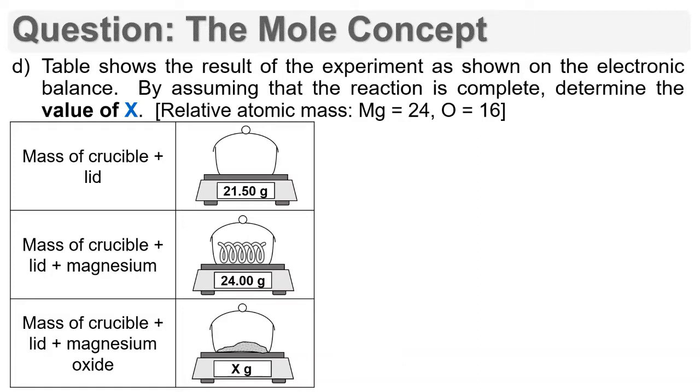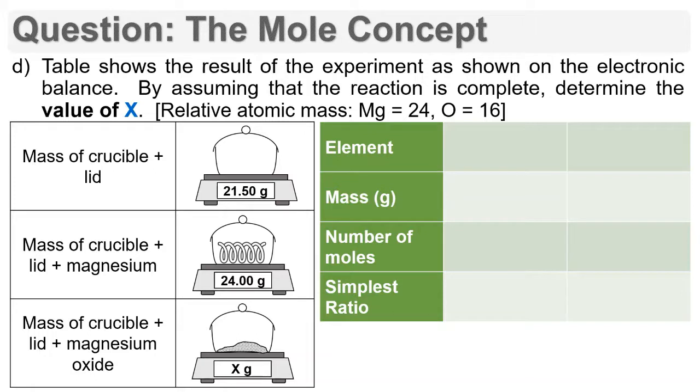D. Table shows the results of the experiment as shown on the electronic balance. By assuming that the reaction is complete, determine the value of X. Given in the table, the mass of crucible and lid is 21.5 grams. The mass of crucible, lid, and magnesium is 24 grams, whereas the mass of crucible, lid, and magnesium oxide is X grams. To solve for X, construct this table, which is used to determine the empirical formula.